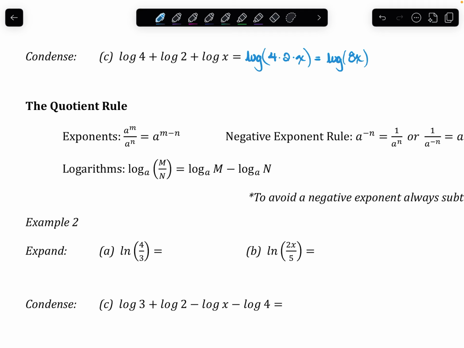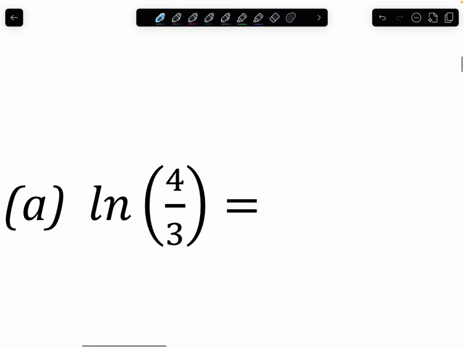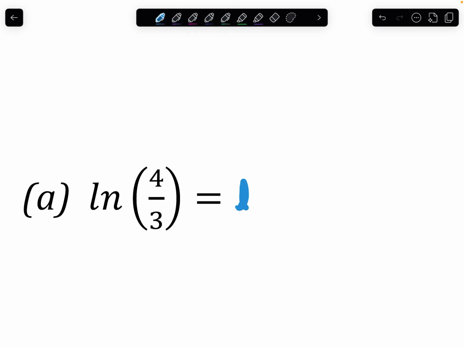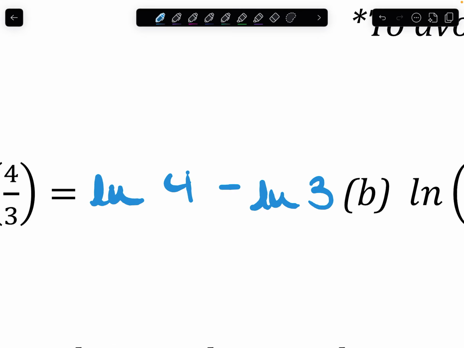All right, so you rewrite using addition and or subtraction versus rewrite using multiplication and or division. So addition, subtraction is when you're making it bigger. So it would be natural log of 4 minus natural log of 3.